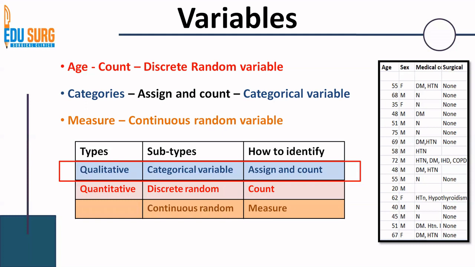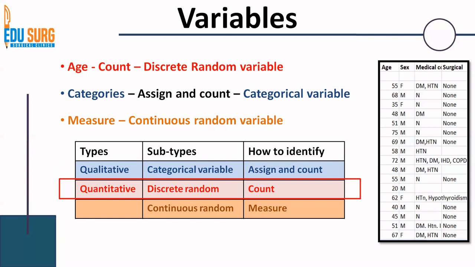You assign people to categories and then count them. So this is a qualitative variable, which is also known as a categorical variable. Coming to the next, the other two types are quantitative variables, where one you can count and one you can measure. What that means is that if your variable is continuous, like height can be 1.1, 1.2, 1.3, 1.4, 1.41, that is, continuous measurements are possible, then it is a continuous random variable.